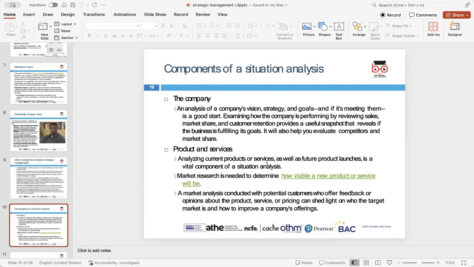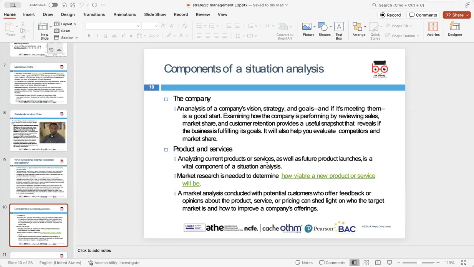Components of a situation analysis. Components of situation analysis involve a comprehensive assessment of various aspects of business. These include the company's overall vision, strategy, and goals. By analyzing whether these goals are being met, companies gain a clearer understanding of their current position and their ability to achieve long-term success.